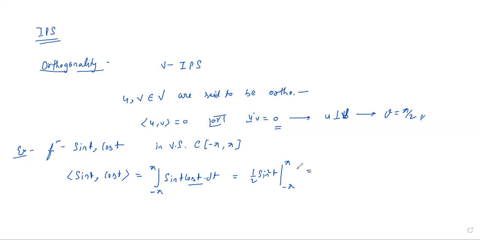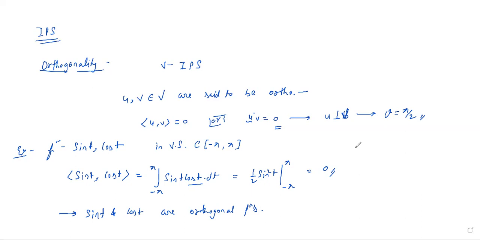Now we know that the value of sine pi is 0 and sine minus pi is also 0. So the resultant here is 0. So the inner product of sine t and cos t is equal to 0. From this we can say that these functions sine t and cos t are orthogonal functions.